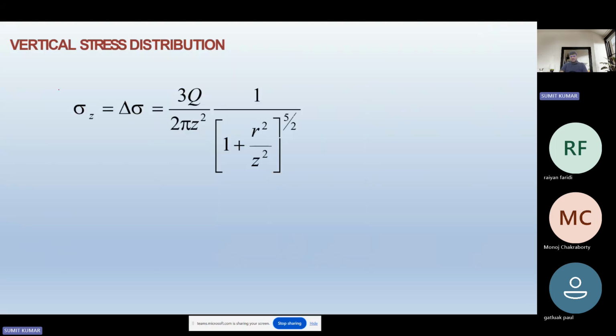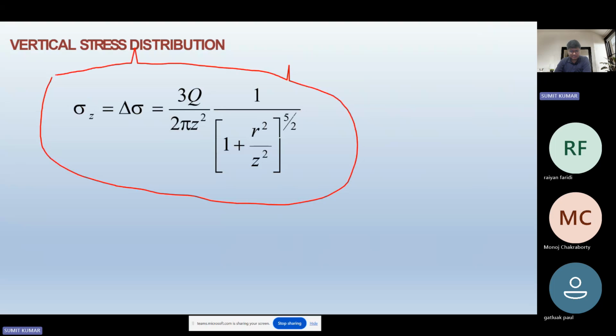Okay, the equation I am discussing, which I could not write over there, is this equation only. This is the basic Boussinesq equation which we use. And we calculate sigma z as 3q by 2 pi z square, multiplied by 1 by 1 plus r square by z square to the power 5 by 2.